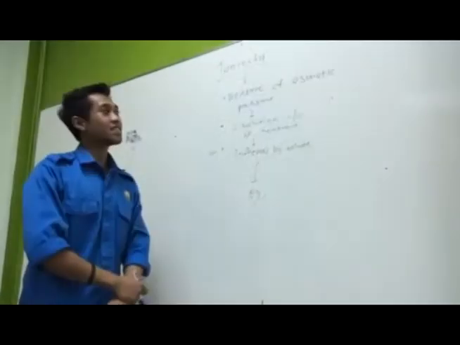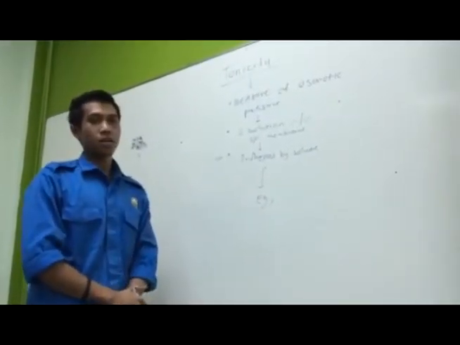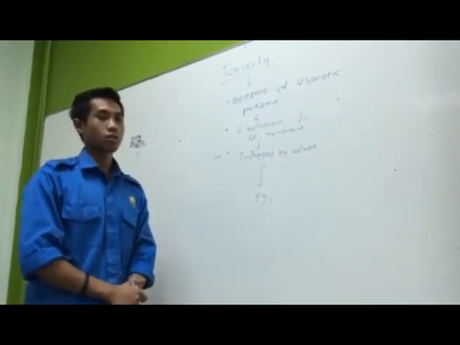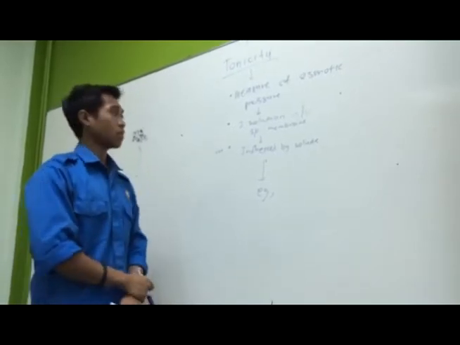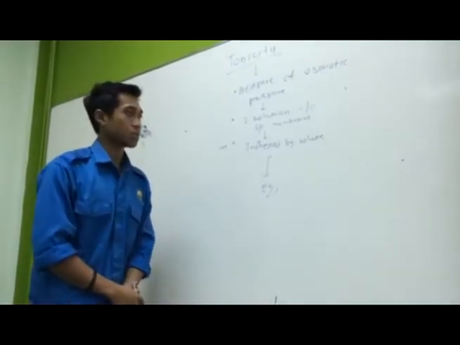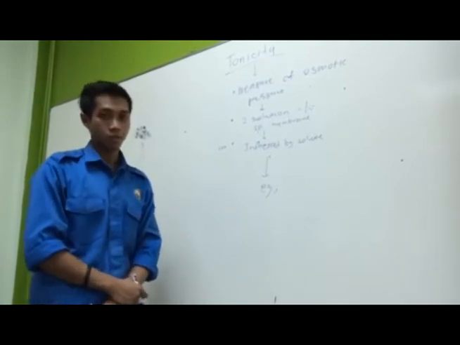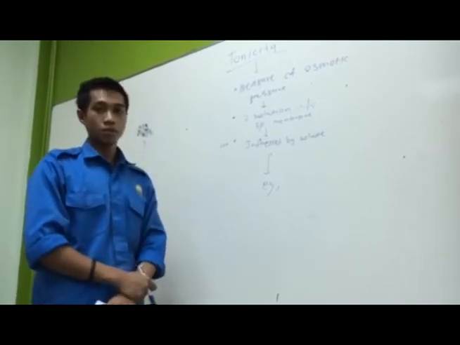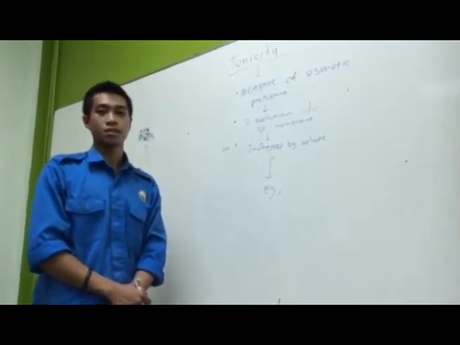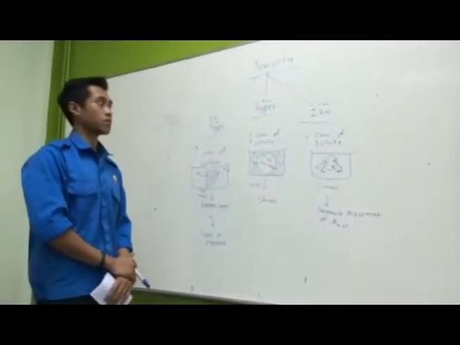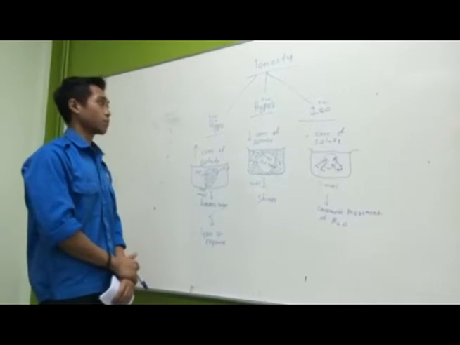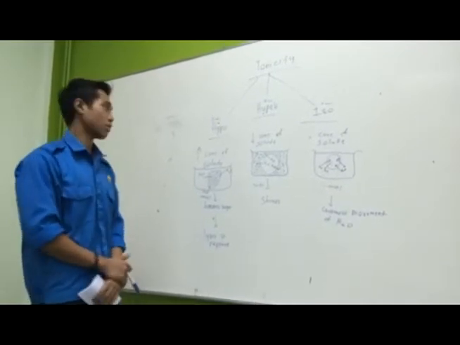Tonicity. Tonicity is the measure of osmotic pressures of two solutions across a semi-permeable membrane. Like osmotic pressure, it is influenced only by solute. For example of solutes, we have sugar, salt, and others. There are three classifications of tonicity, which are hypotonic, hypertonic, and isotonic.